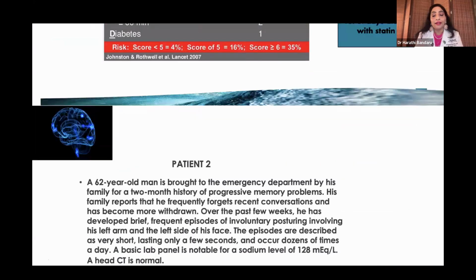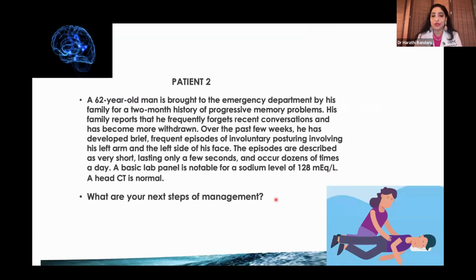Okay. Next, let's move on to the second patient. Pay attention: a 62-year-old man brought to the emergency department with a 2-month history of progressive memory problems. It didn't start all of a sudden. He frequently forgets conversations and has become more withdrawn.